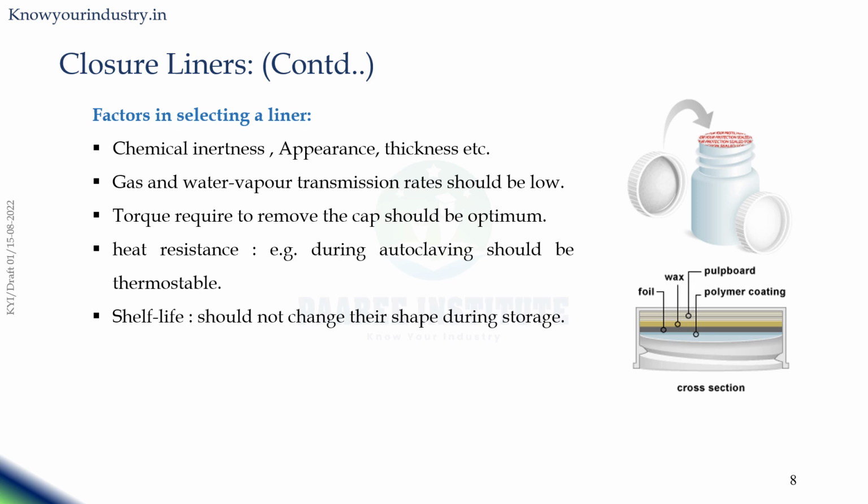And the torque required to remove the cap should be optimum. During autoclaving, it should be thermostable. It should be heat resistant, and also it should be stable and should not change shape during storage, even if the product is stored at 40 degrees and 75% RH. So all of these have to be studied as a part of development along with your formulation.